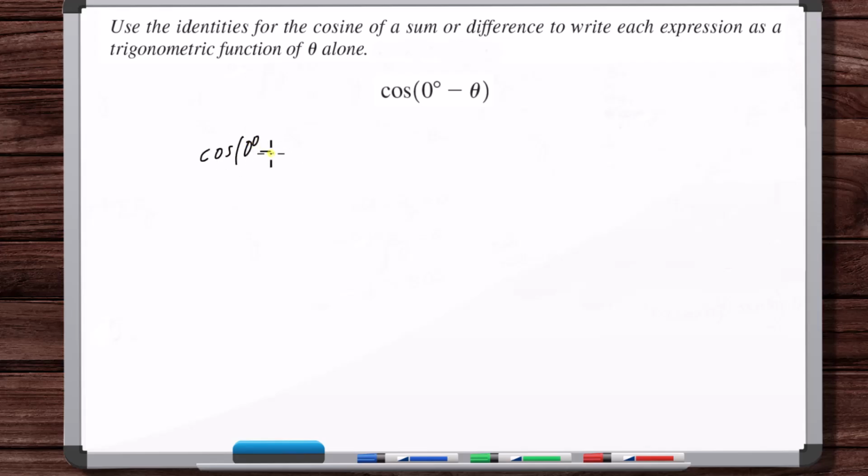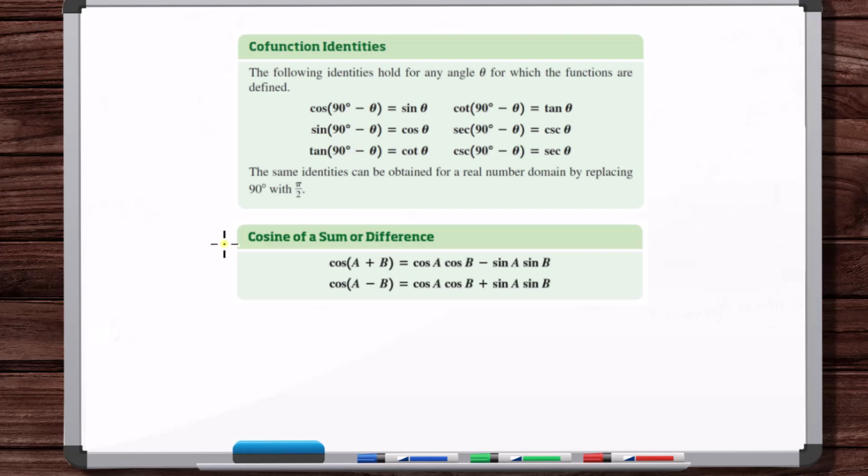So if we do so, cosine of 0 degrees minus theta. Here are the cofunction identities, and here are the sum or difference of cosine identities, cosine of a plus b, cosine of a minus b. The sign in the middle is opposite of what's in the argument for the cosine. It's cosine of the first angle times cosine of the second angle, and then plus or minus sine of the first angle times sine of the second angle.